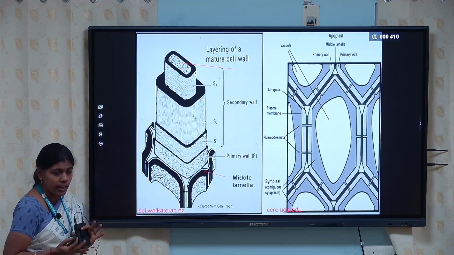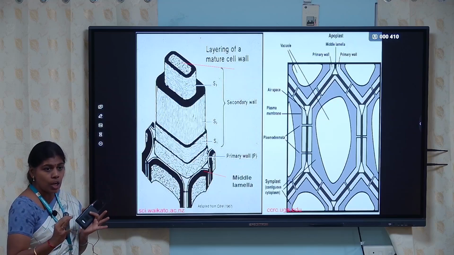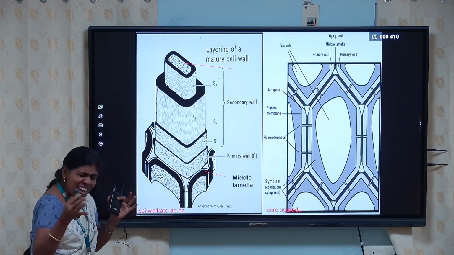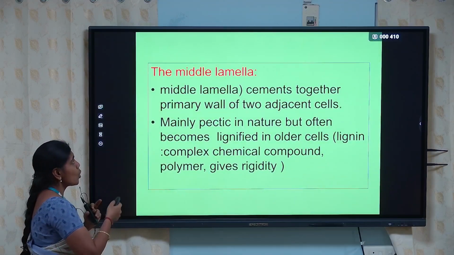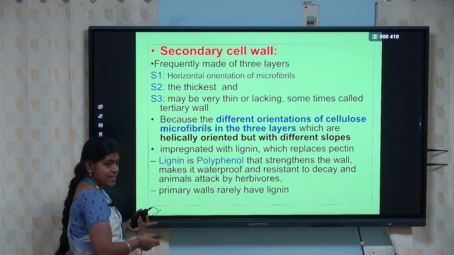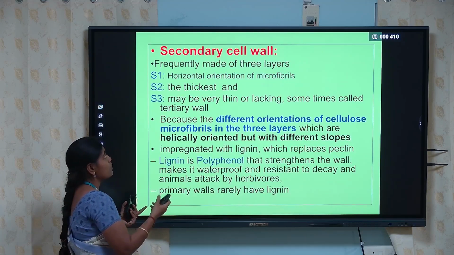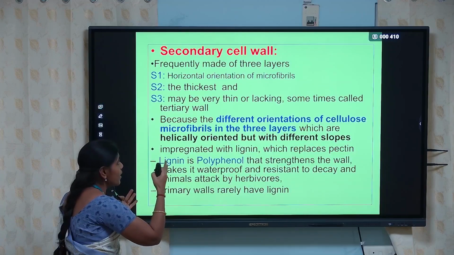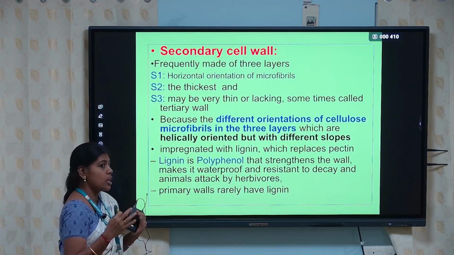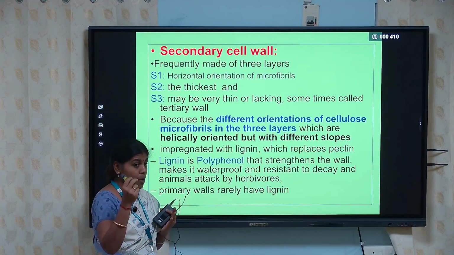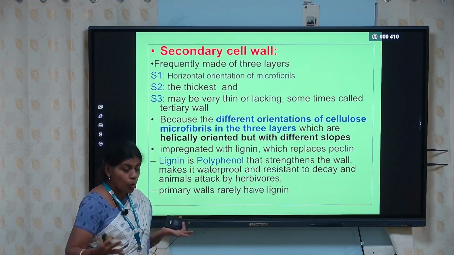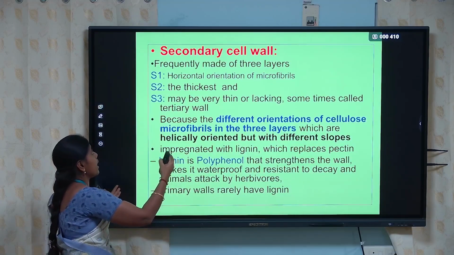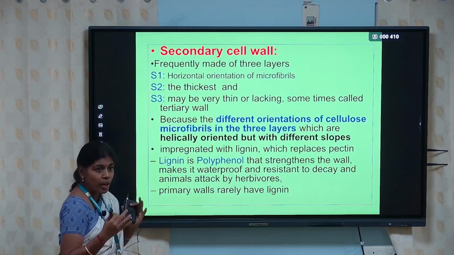The three important layers are based on the arrangements of cellulose, which form S1, S2 and S3. What are the arrangements? Coming to the secondary cell wall, which has S1, S2, S3. What is S1? That is the horizontal orientation of microfibrils. Now we know that microfibrils are made up of micelles. So this group of microfibrils forms the macrofibrils of cellulose, isn't it? So here it is the horizontal orientation of microfibrils.